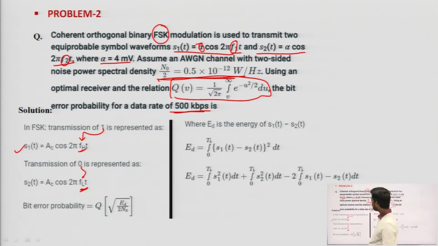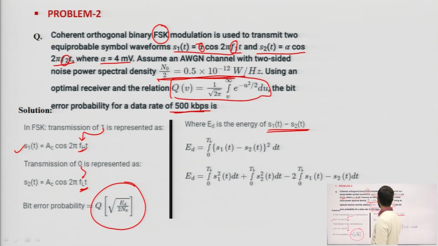So the bit error probability, in terms of the error function, I can also write in terms of the Q function. Actually, the Q function is also used to calculate the probability of error. So the bit error rate for FSK is Q of root Ed divided by 2 N0. What is Ed? Ed is nothing but the energy of S1(t) minus S2(t).